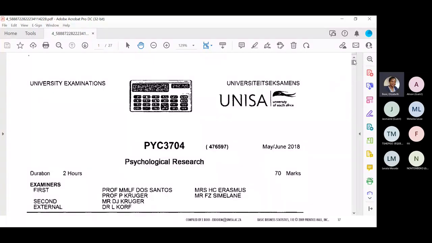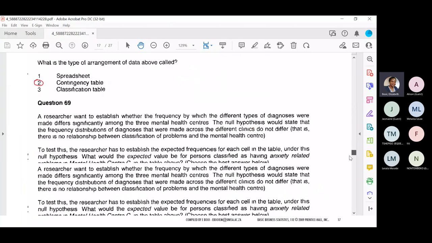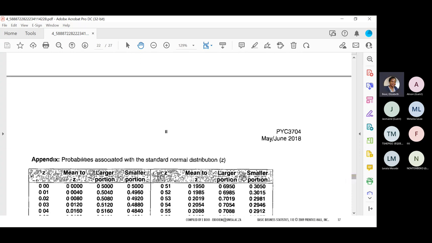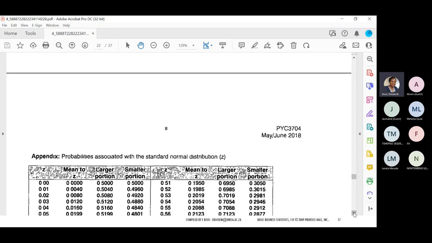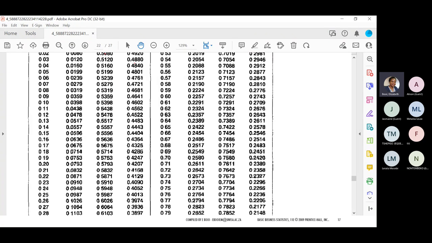Okay, so this is one of UNISA's past exam papers. At the end of this paper, there is a table. There should be some tables. This is the table with the Z values, right? So this makes it easier. These are your tables for the Z values. These are the probabilities. So when I talk about p-values, we're going to be referring to this. When I talk about critical values, it's something that we're also going to find in one of the tables here.